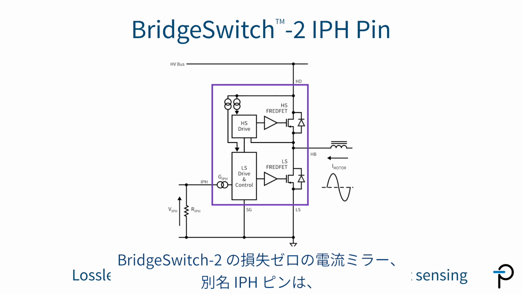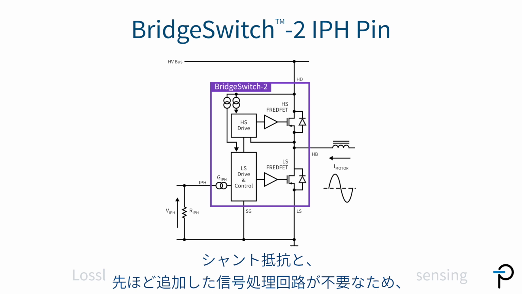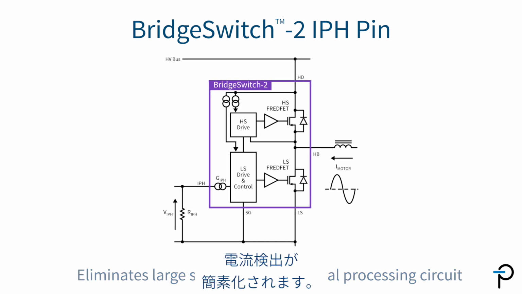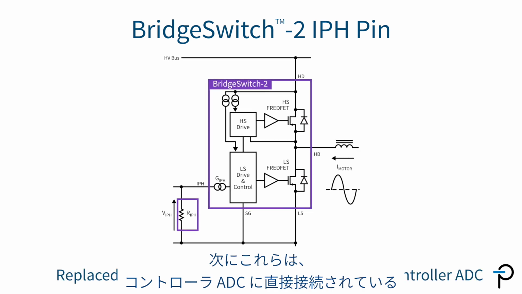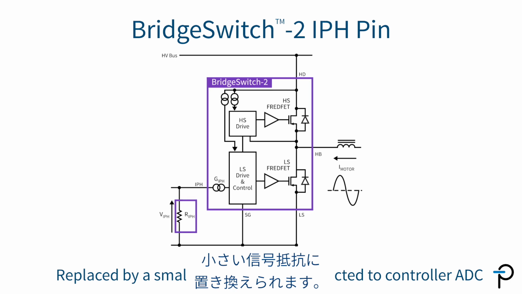Bridgeless 2's lossless current mirror, also known as the IPH pin, simplifies the current sensing by eliminating the shunt resistor and the signal processing circuit that you added earlier. These are then replaced by a small signal resistor, which is connected directly into your controller's ADC.